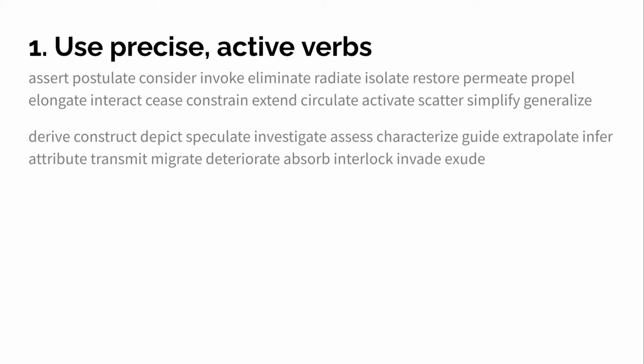Precise active verbs are not verbs like make, do, have, or is, or any of the being verbs, which are any form of the verb to be, and any words like seem, appear, or become. These verbs are signs that your actual verb is hiding as a noun.